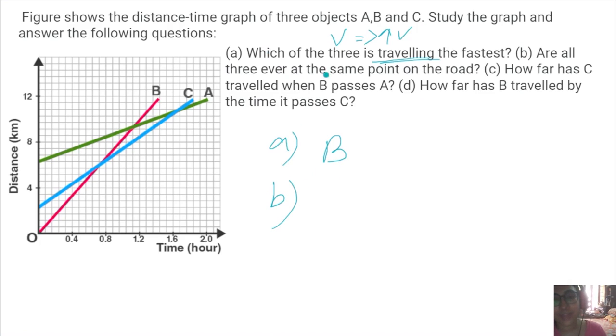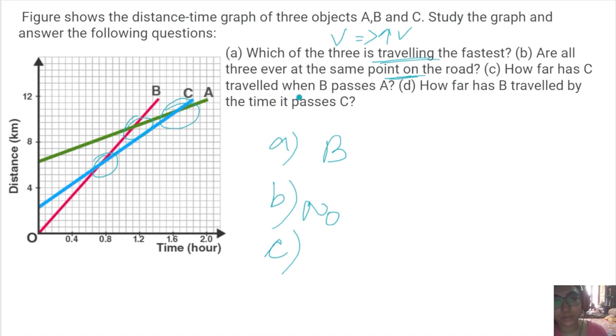Are all 3 ever at the same point on the road? Can you see in the graph? The 3 of them never are, because they are not intersecting at the same point. The 2 are intersecting individually, but not all 3 of them together. So no.